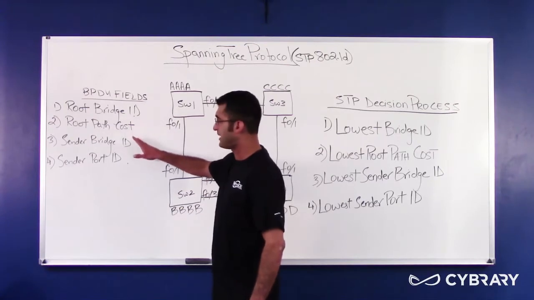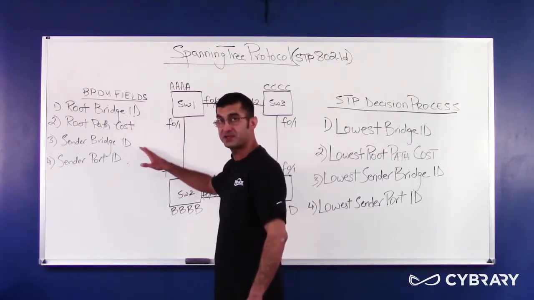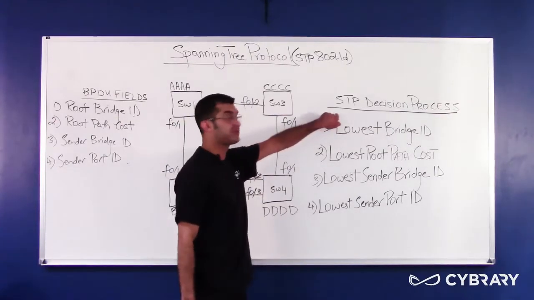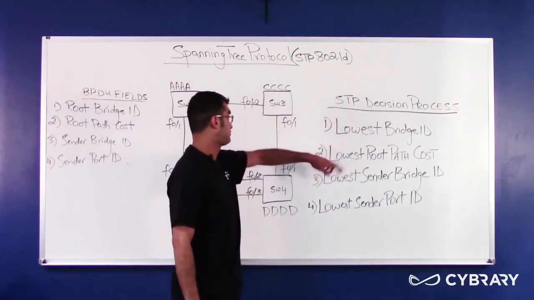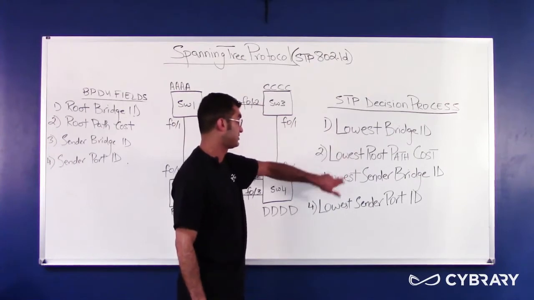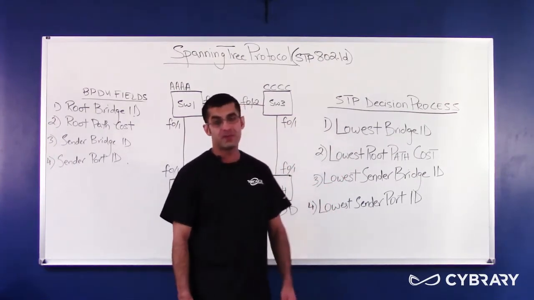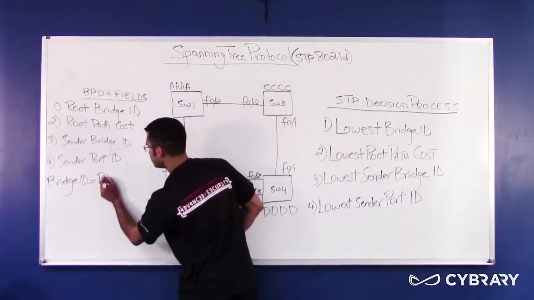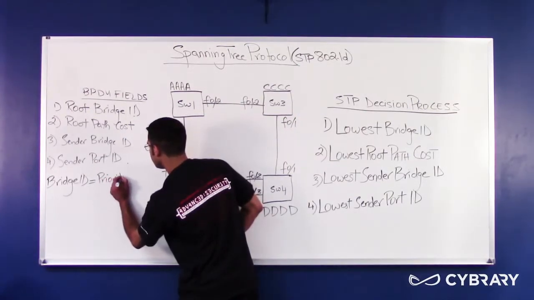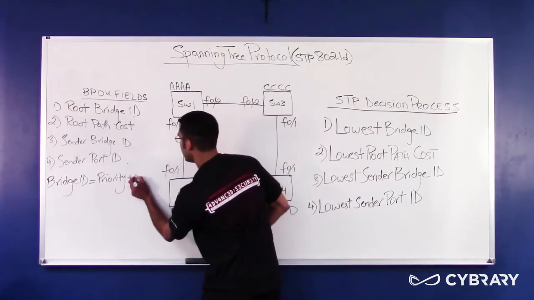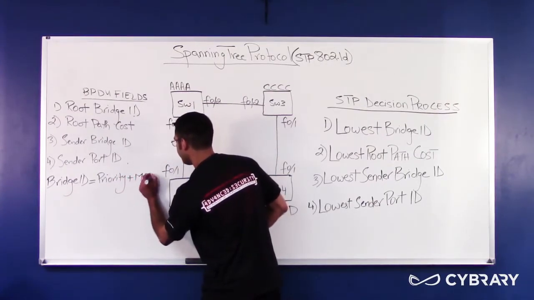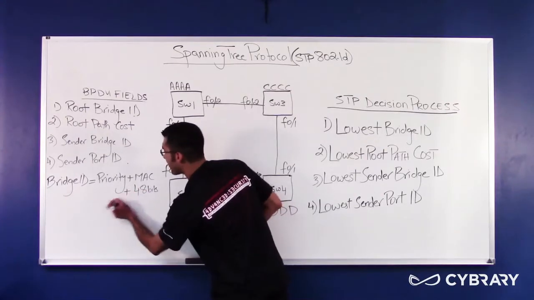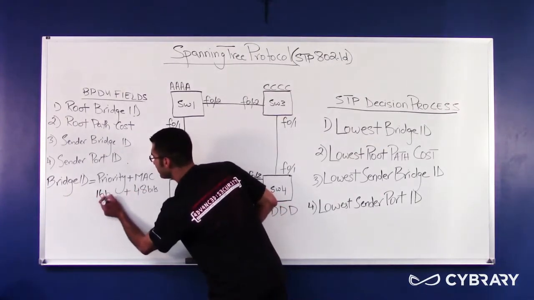These fields I will explain as we go along through the spanning tree process, but if you notice, these fields are quite similar to the spanning tree decision process, the only difference being that the word lowest is in front. Now, before I move on, I have to explain what a bridge ID actually is. A bridge ID for a switch is a combination of a priority field plus your MAC address. So your MAC address is 48 bits, and your priority is 16 bits.